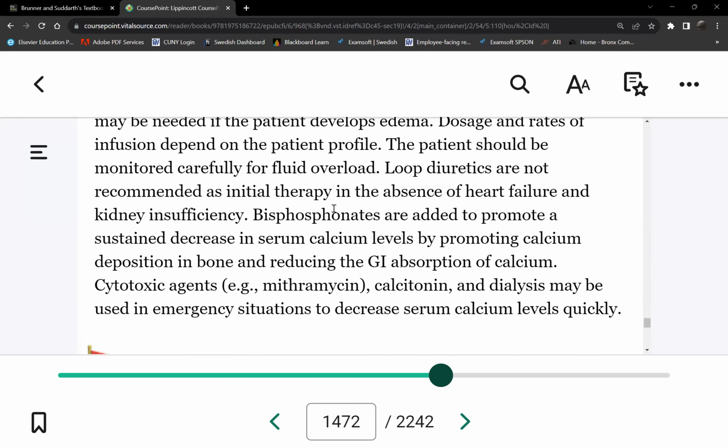What is your teaching with dronates, with bisphosphonates? When is it administered? What time? First thing in the morning. And what do you have them do after taking the pill? For how long? 30 to 60. At least 30 minutes. And drink it with how much? A full glass of water. So 8 ounces or 240 cc's of water.